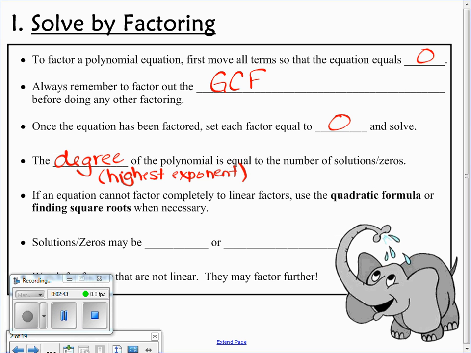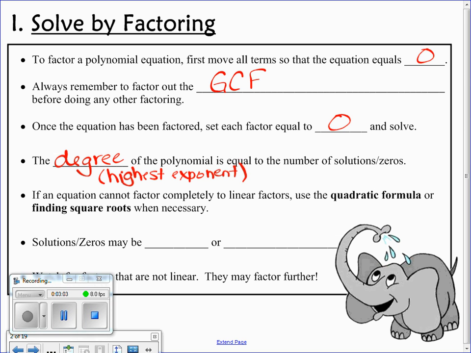So the degree of the polynomial is equal to the number of solutions, zeros, roots. Remember that word means the same thing. If it's x to the fourth, that's your highest exponent, so you're going to have 4 answers. After we learn all this other factoring, you're going to have x to the fifth, x to the sixth. You're going to have a lot of answers to try to find.